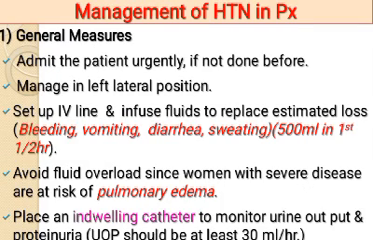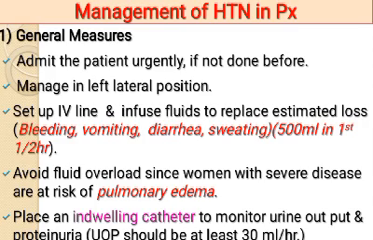Management of hypertension in pregnancy. 1. General measures. Admit the patient urgently if not done before. Manage in left lateral position. Set up an IV line and infuse fluid to replace estimated loss. That means bleeding, vomiting, diarrhea, sweating.